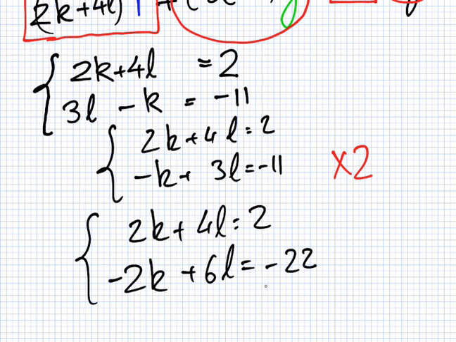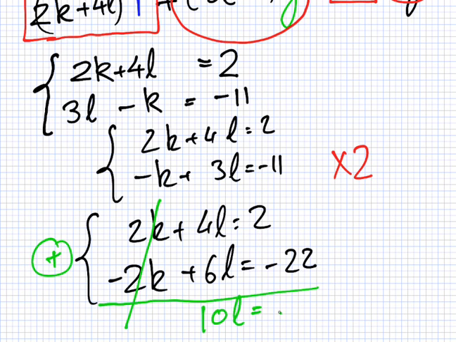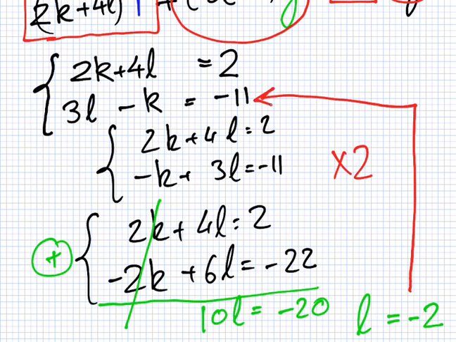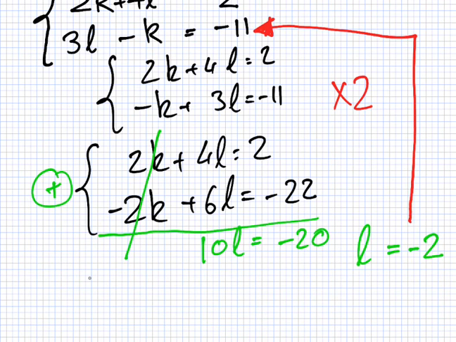Now what do I do next? If you remember from high school, add them together. So these go, and I have 10l equals minus 20. So what does l equal? Minus 2. Now, how can I find the k? Well, no problem. I just take this answer here and put it back in here. So now I have 3l minus k equals minus 11.